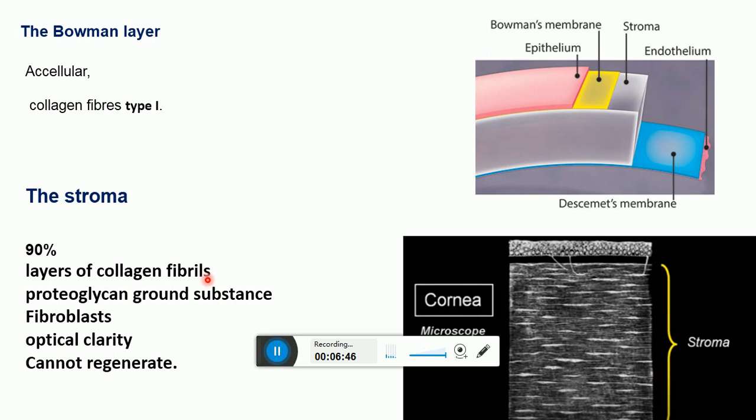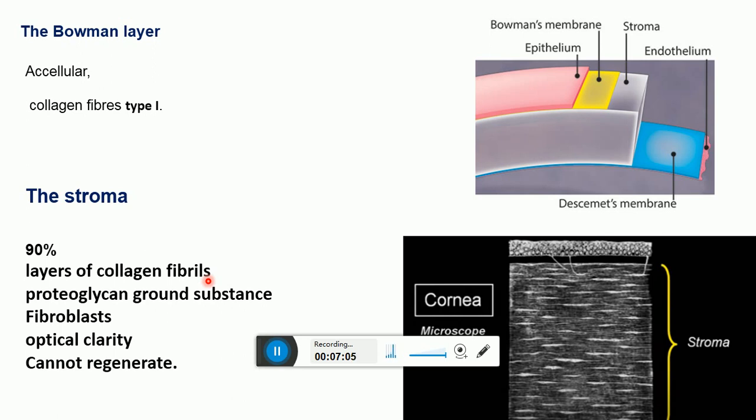Collagen fibrils with uniform 25 to 35 nanometer diameter are arranged in flat bundles called lamellae. The lamellae extend from limbus to limbus, oriented at various angles to one another. Collagen fibers form approximately 300 lamellae in the corneal stroma.